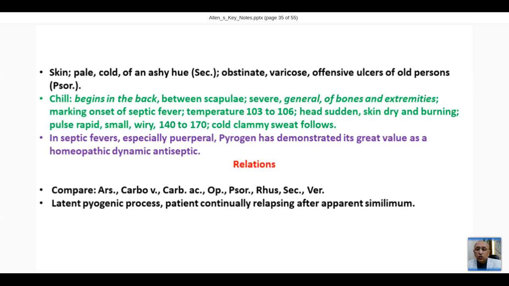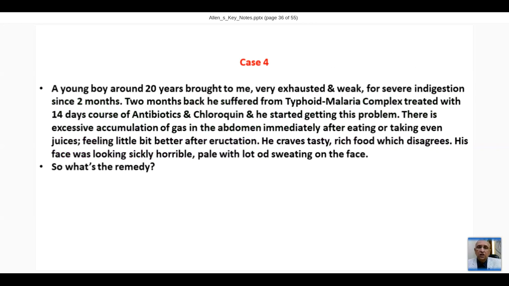Next case, a short case. All those cases are short ones. You find it out. This is one more. A young boy, around 20 years, was brought to me very exhausted and weak with severe indigestion since 2 months.